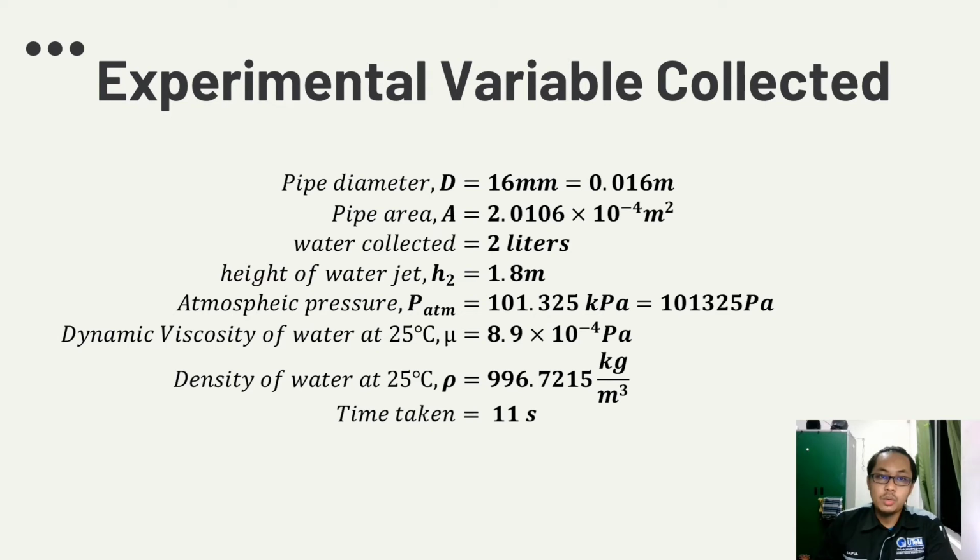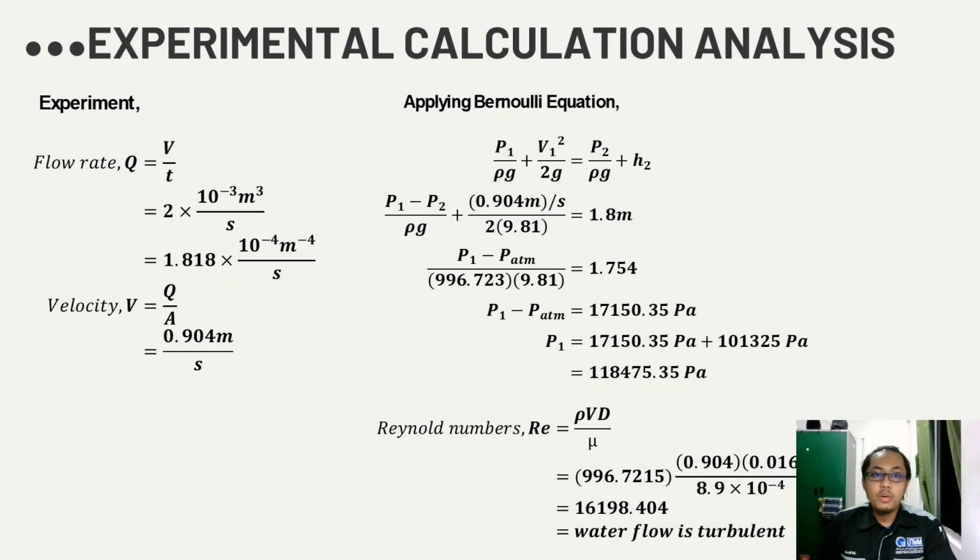We collected 2 liters of water in a duration of 11 seconds. Also in the previous experiment, we measured the maximum height of the water jet, which we label as H2, at 1.8 meters. Atmospheric pressure, P atm, is also a constant. The dynamic viscosity of water at 25 degrees Celsius, symbol mu, is also a constant, and rho is also a constant. Moving on to the experimental calculation analysis.